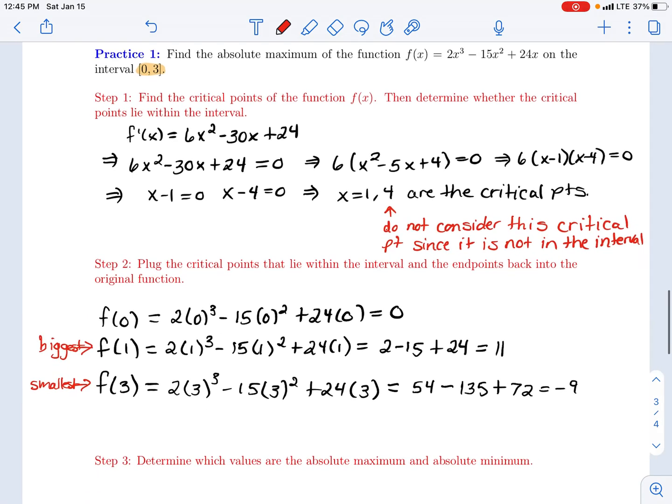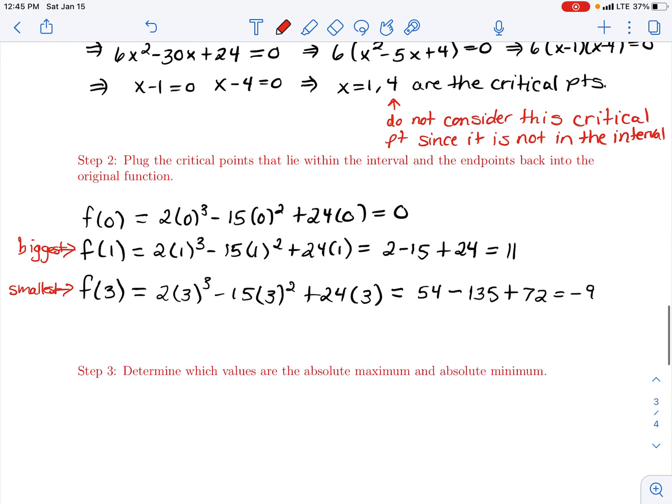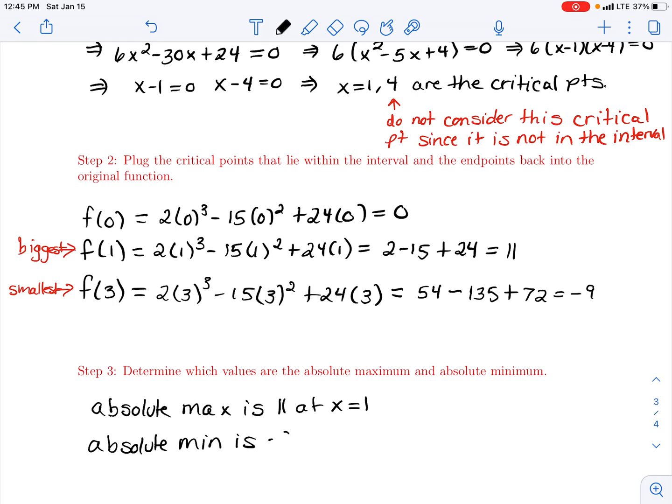Okay, so now it just says determine which values are the absolute max and minimum values. So we would just say that there is an absolute max is 11 at x equals 1, and then absolute min is -9 at x equals 3.